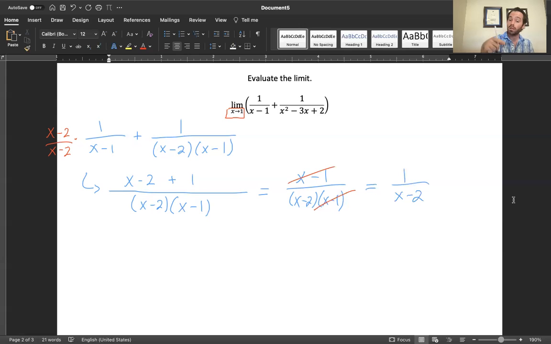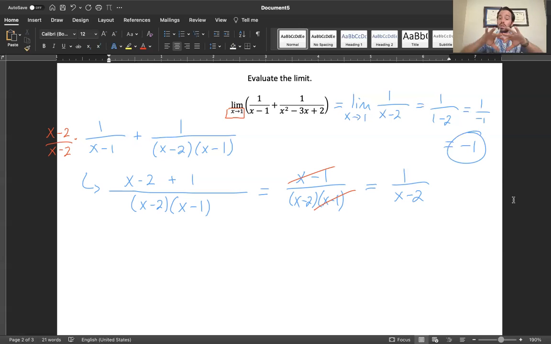Okay, so because all we did was do algebra to the inside of the limit, the limit of the original will be equal to the limit of this thing. So this is equal to the limit as x approaches 1 of 1 over x minus 2. Now that the 1 is no longer a problem, it's been removed as a factor from the bottom, we can just plug it in straight. So this will be 1 over 1 minus 2. That's 1 over negative 1, or simply negative 1.